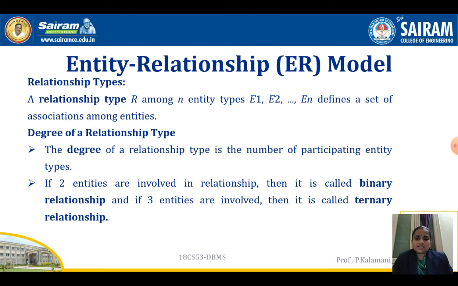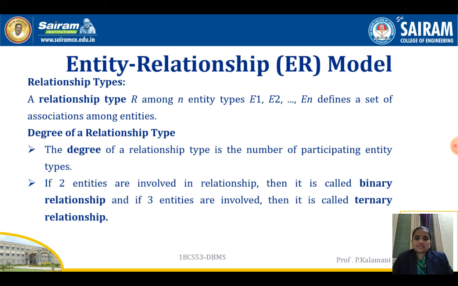The relationship type, which will be represented with capital R, among n entity types E1, E2, En defines a set of associations among entities. For example, if we take student as one entity type and faculty as another entity type, the relationship between faculty and student is faculty teaches student. Teaches is the association or relationship between the entities faculty and student.